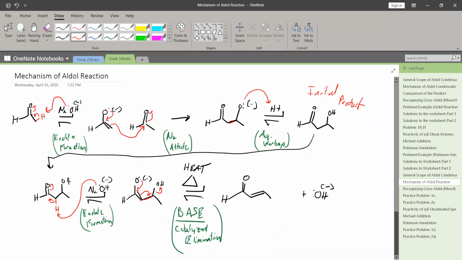Now, this can only be done if you add heat to this reaction. And we can cut off that OH, and what we get is this new double bond right over here, and the OH as a final product. Now, the OH will just pop off, but this right here is the alpha beta unsaturated species that we get.